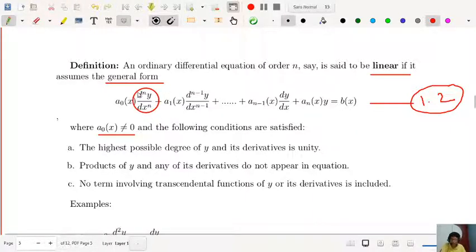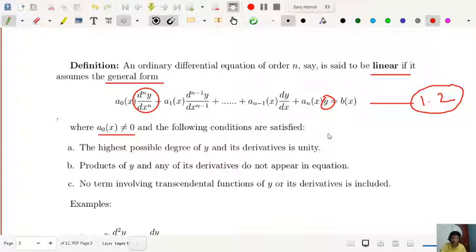So the highest order derivative is nth order, and look at that, the degree of the highest order is 1. No other derivative has degree more than 1. All the derivatives are of degree 1, and the power of y is also 1. Look at that, the power of y is also 1. So this is an example of the general form of a linear differential equation.